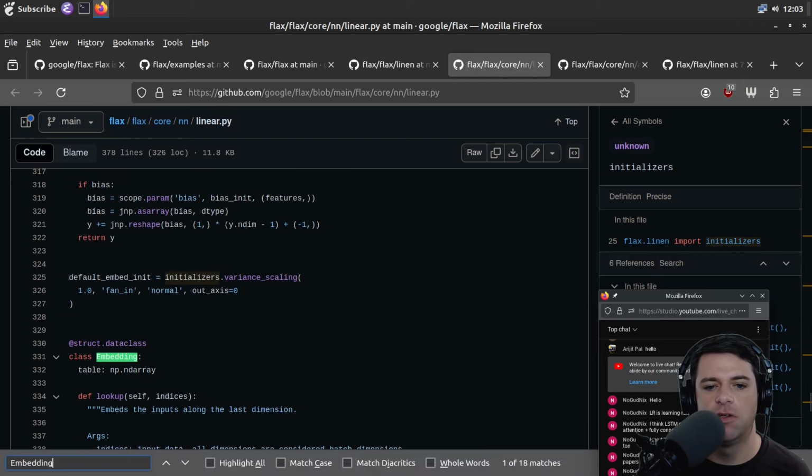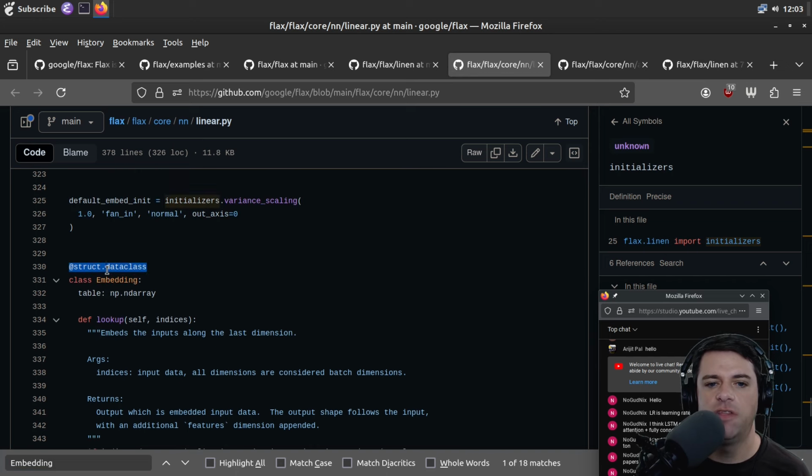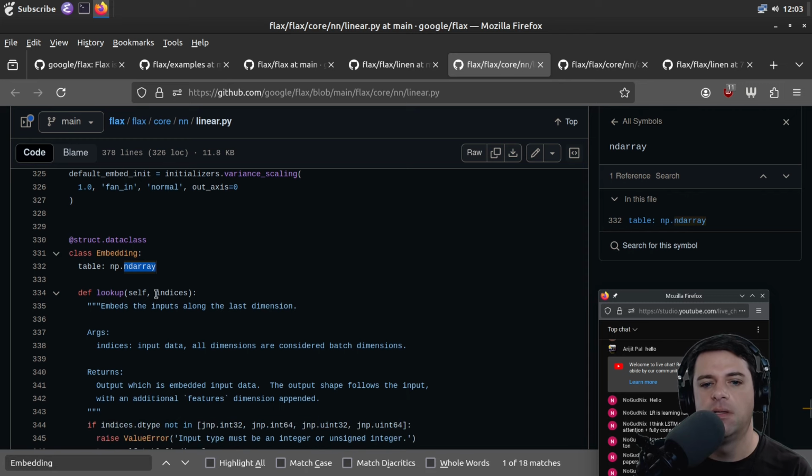Or is it just recursively calling the... So we have this struct thing. I guess that's probably what struct was. It's defining this annotation, perhaps. And we have a table, which is a NumPy data array, or ND array, rather, n-dimensional array.